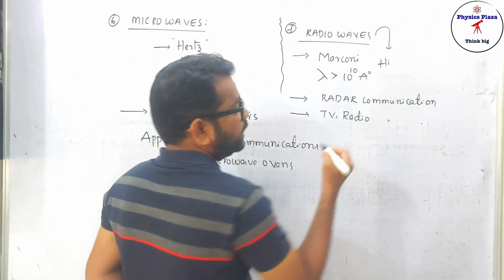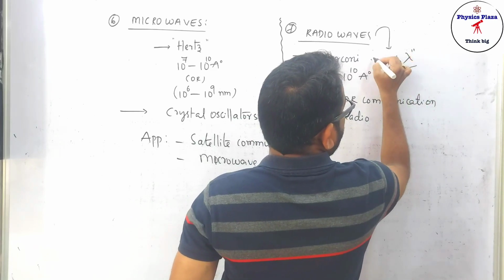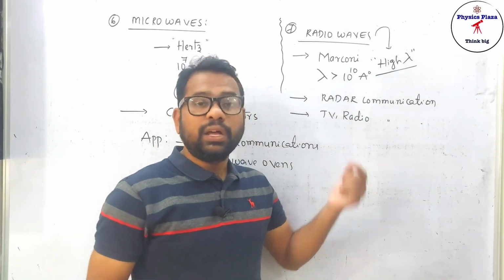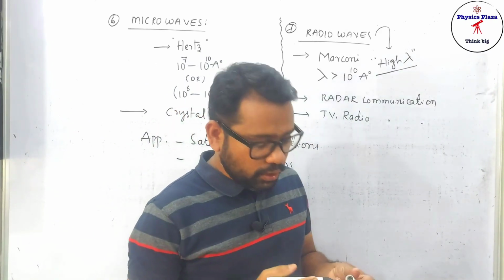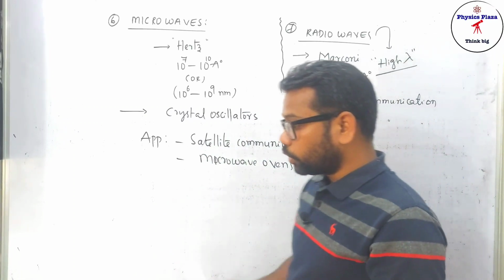And the very, very important thing is that these radio waves are electromagnetic radiations with a high wavelength. They can travel long distances by carrying messages. That's why they are used in TV and radio communication. Okay, children. So these are the important points regarding the electromagnetic spectrum.